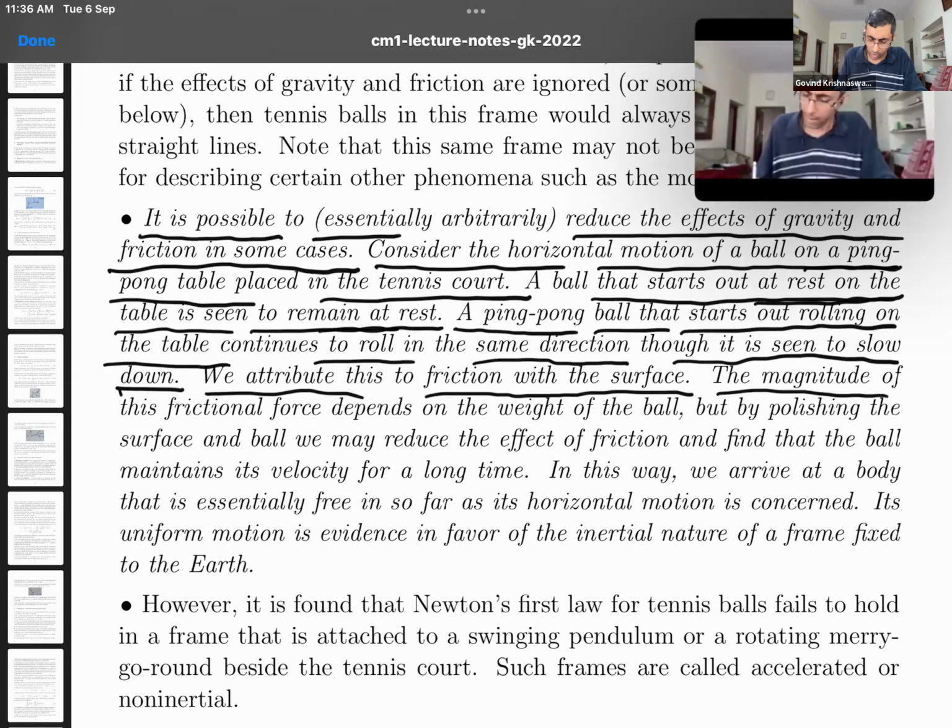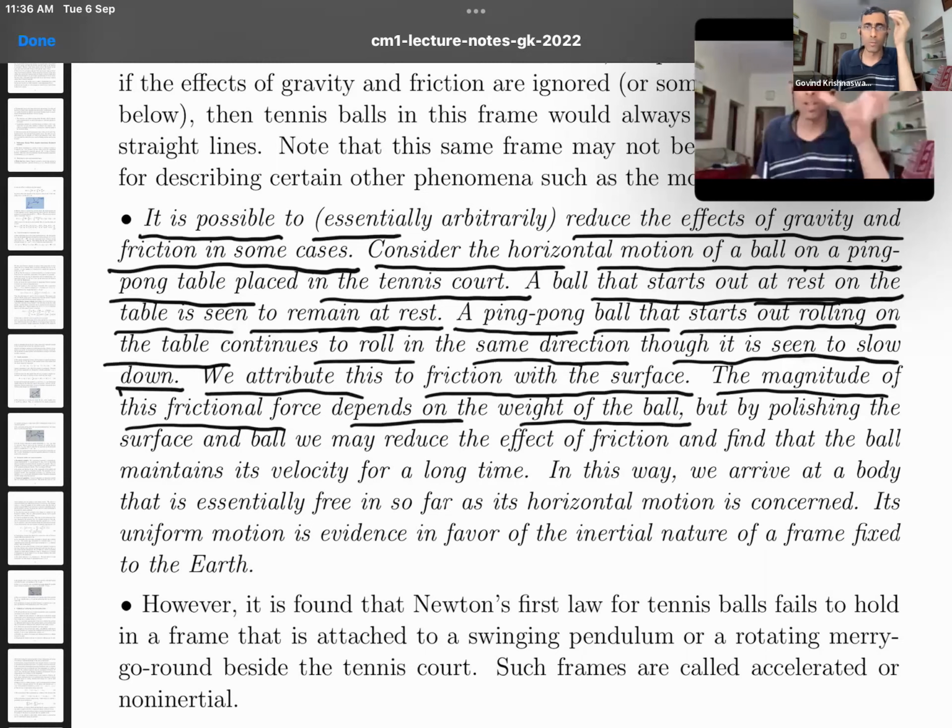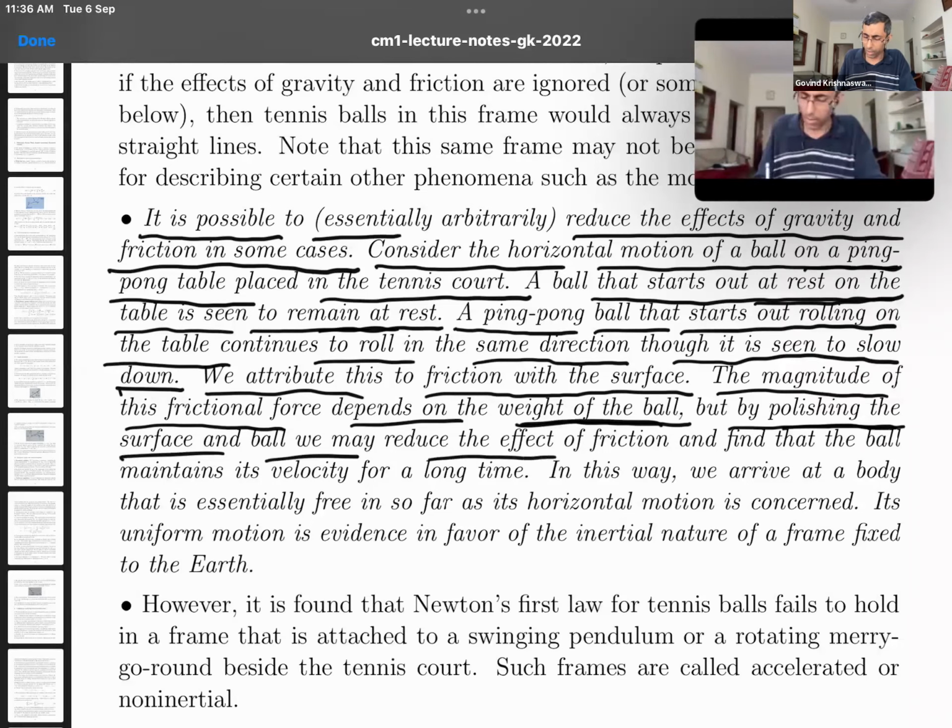Now the magnitude of this frictional effect, of course, depends on the weight of the ball. There are ways to model this frictional force; we can talk about that later. It does depend on the weight of the ball, and that weight depends on gravity, right? So gravity does play a role, but we may remove this effect as much as possible by polishing the surface and the ball, and thereby reduce the effect of friction. Gravity points downwards, so in horizontal motion it plays very little role. It plays an indirect role through controlling the magnitude of the frictional force, but even that can be made essentially arbitrarily small.